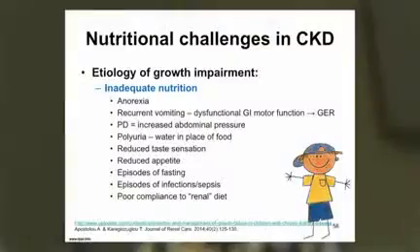So, inadequate nutrition: anorexia, recurrent vomiting. They have a tendency to have gastroesophageal reflux. Peritoneal dialysis can cause increased abdominal pressure and they don't want to eat. If they have polyuria, they often choose to drink water instead of eating to satisfy their thirst. They have reduced taste sensation, reduced appetite. There are times that they have to fast for procedures, episodes of infections, and poor compliance with the renal diet.